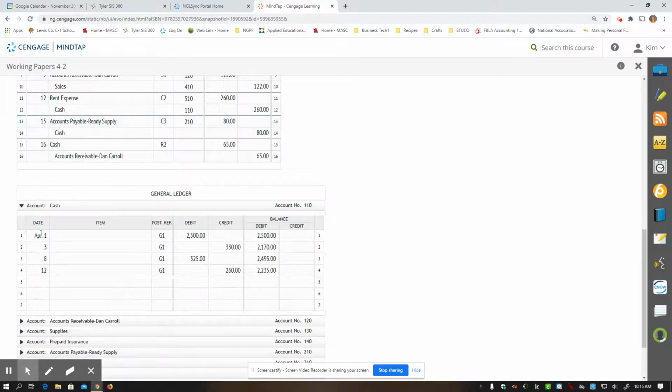Next, cash for the 15th, G1. It's a credit for 80. The balance is debit. The entry is credit. So we need to subtract them. So take 2235 plus 80 and then press the minus. 2235 plus 80. Now hit minus. What'd you get? 2155 in the debit balance side.